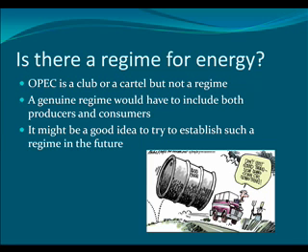Is there a regime for energy? Obviously not. In OPEC, we have a club or a cartel, but not a regime. A real regime would have to include both consumers and producers. This might be the time to establish one, given that the producers are experiencing very low world oil prices after a huge run-up to the $140 a barrel that we saw in July. So they might be ready for some way of stabilizing oil prices, and consumers might be interested in it as a way to create incentives for the production of alternative energy sources and alternative energy technologies.